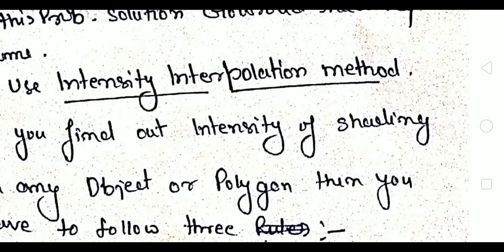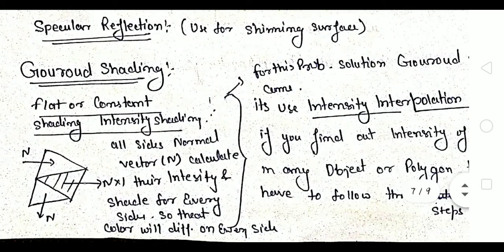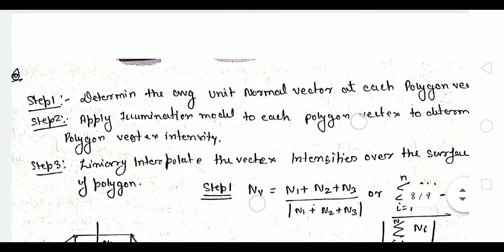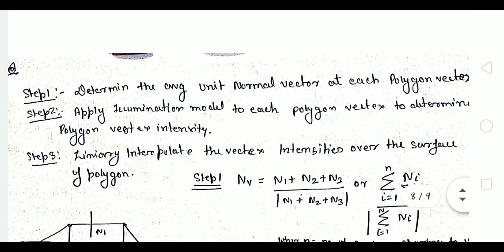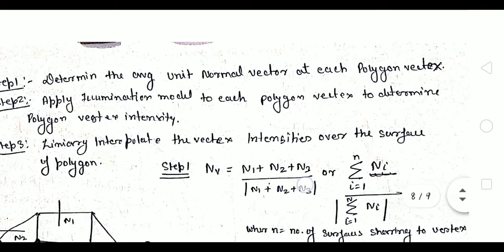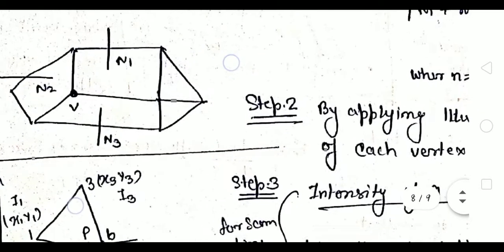If you are using the intensity interpolation method in Gouraud shading, you have to go through three steps. What are the three steps? First step: determine the average unit normal vector at each polygon vertex. Second step: apply the illumination model to each polygon vertex to determine the polygon vertex intensity. Third step: linearly interpolate the vertex intensities over the surface of the polygon. Now you have to understand how to use these three steps in Gouraud shading, so let's take an example.